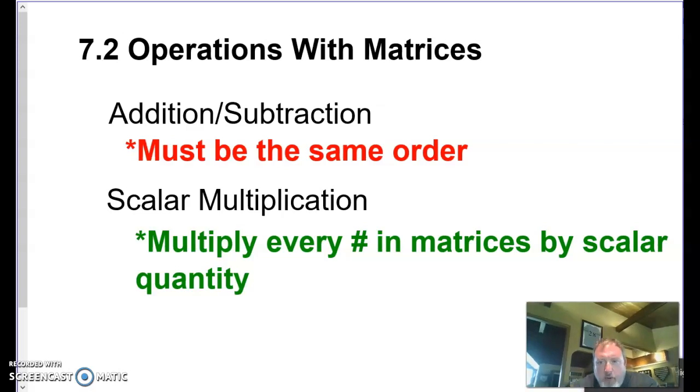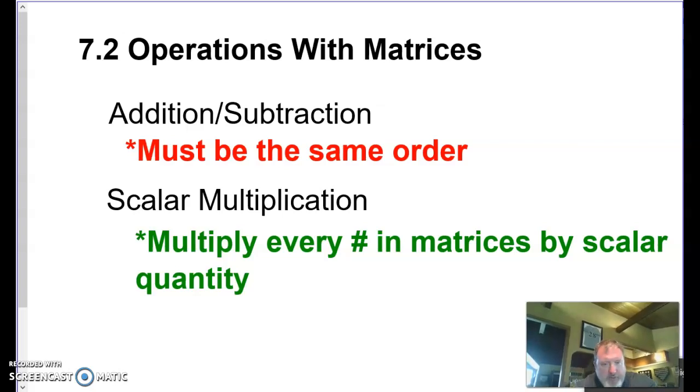All right, welcome back. Today we're going to talk about section 7.2, operations with matrices. So for day one, we are going to focus on addition and subtraction, as well as scalar multiplication. In order to add or subtract matrices, they have to be the same order. If they are different sizes, you can't add or subtract.